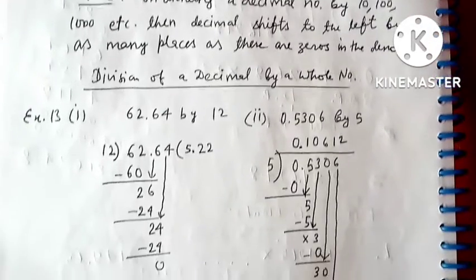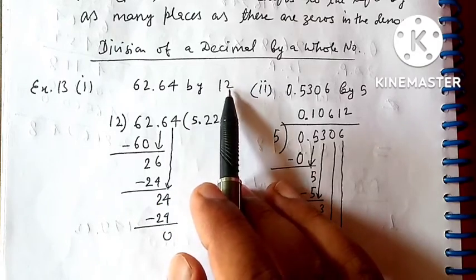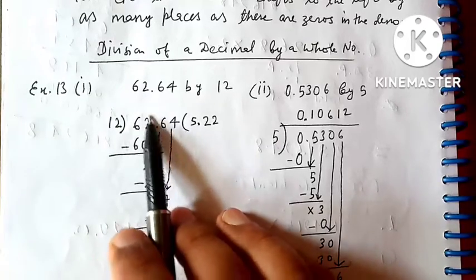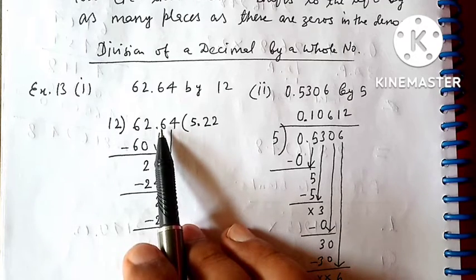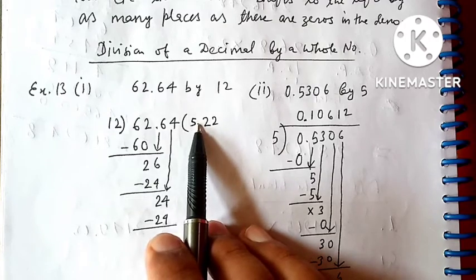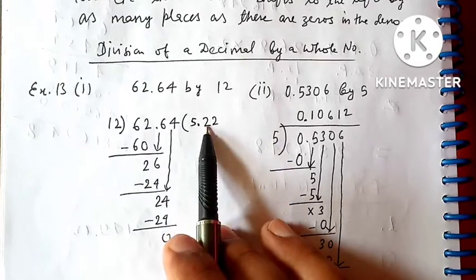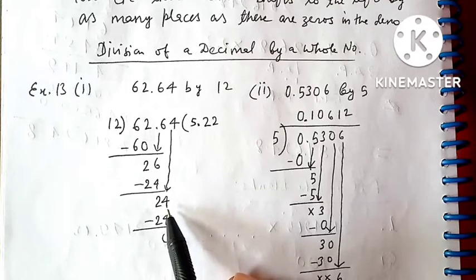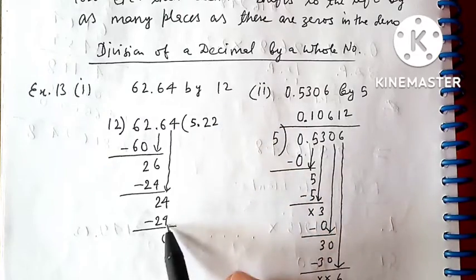Now division of a decimal by a whole number. Suppose you have to divide 62.64 by 12. So 62, 12 5s are 60. Now subtract, so 2, and you have to take a number from the decimal part, so put the decimal. Then take 6, now 26. So 12 2s are 24. Now 6 minus 4 is 2, and 4 is carried over. Here 12 2s are 24. So put 2 here, and the answer is 5.22.